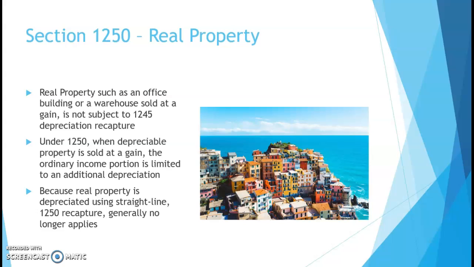All right, so just going into section 1250, which is real property. Real property is pretty much an office building or warehouse building, any type of building that is sold as an asset, sold as a gain. When it is sold as a gain, it is not subject to any 1245 depreciation recapture. In fact, under 1250, when the depreciable property is sold as a gain, the ordinary income portion is limited to additional depreciation. However, because real property is depreciated using straight line, 1250 recapture generally no longer applies.